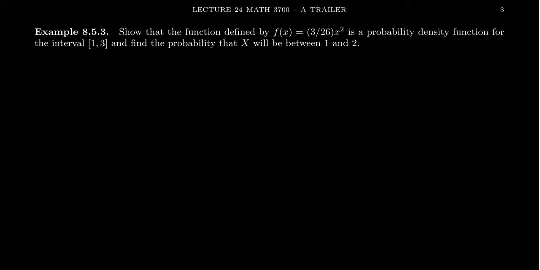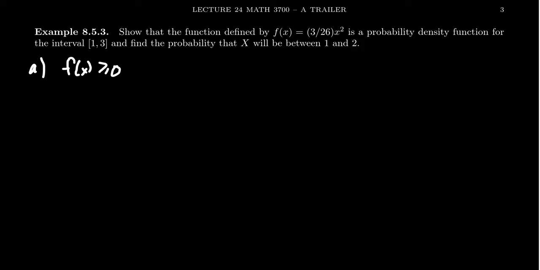Show that the function defined by f of x equals 3/26 x squared is a probability density function on the interval 1 to 3. And let's use that to find the probability that x will take an assignment between 1 and 2. So for the first thing, to show that it's a probability density function, we have two things to show. So our function f of x, we first need to show that it's always positive. And it's not too hard to do that.